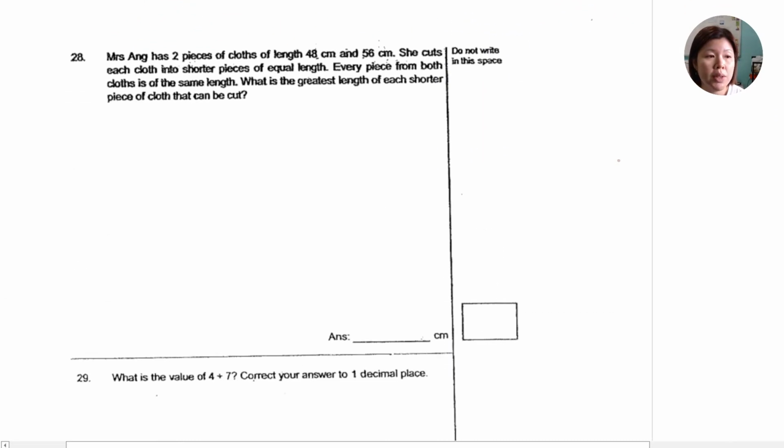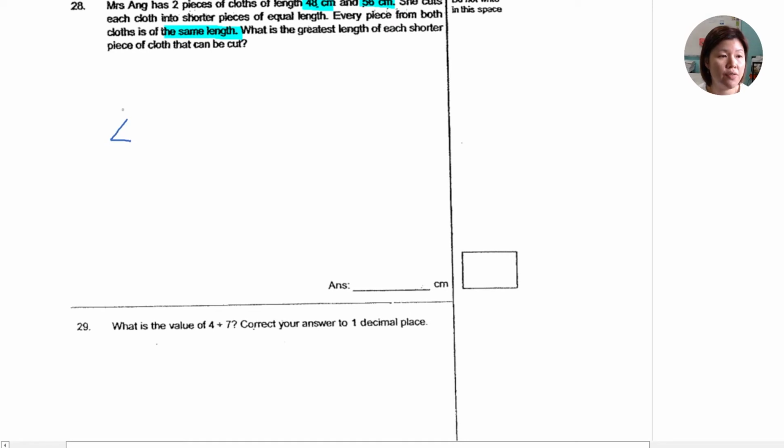Okay, let's move on to question 28. Mrs. Ang has 2 pieces of cloth, with lengths 48 and 56. She cuts them into shorter pieces of equal length. Each piece from both cloths is the same. So it's asking what is the greatest length each shorter piece can be cut. Okay, so they want it to be the same length. And you have 48 cm and 56 cm. We need to find the factors of 48 and 56. So let's move here, 48 first.